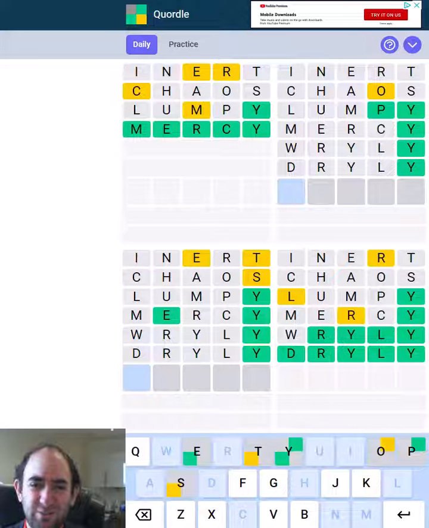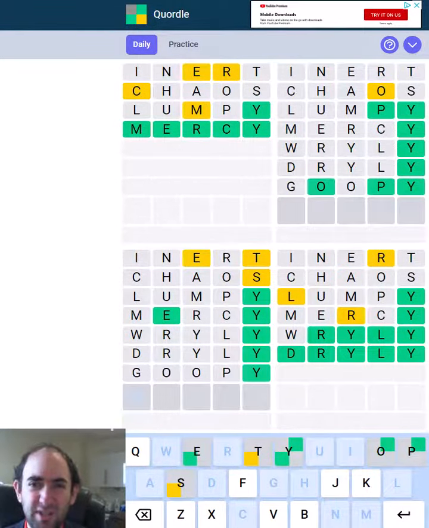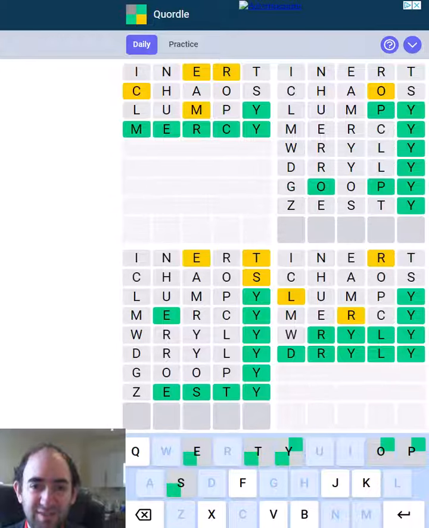Oh, I don't know what's more likely. Is goopy a word? Oh, it's not even a double O. So it could be poppy, and it could be zesty in the bottom left. No, I failed.